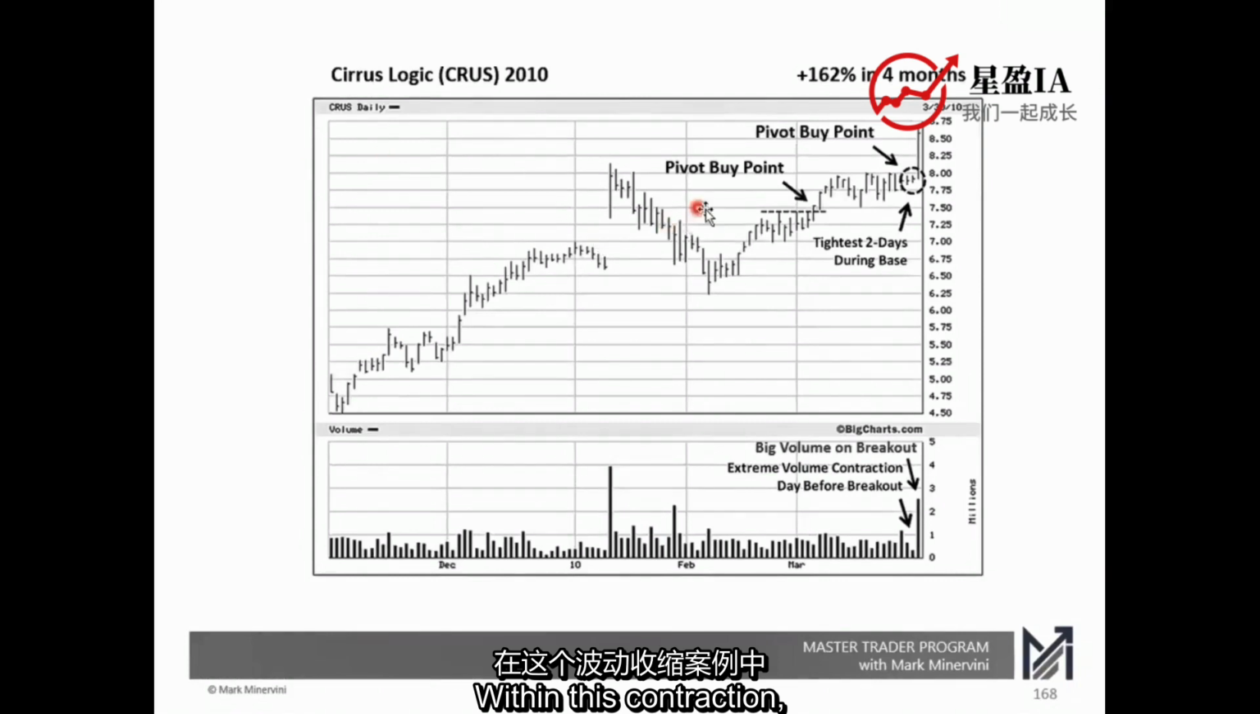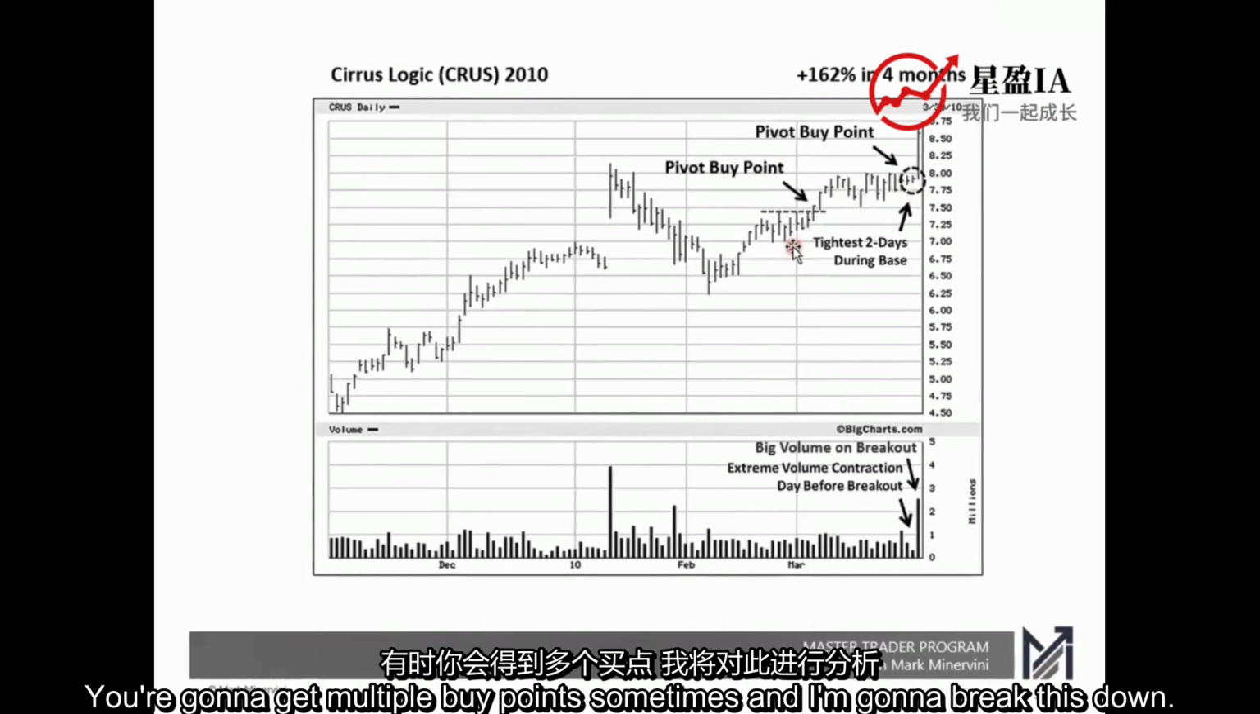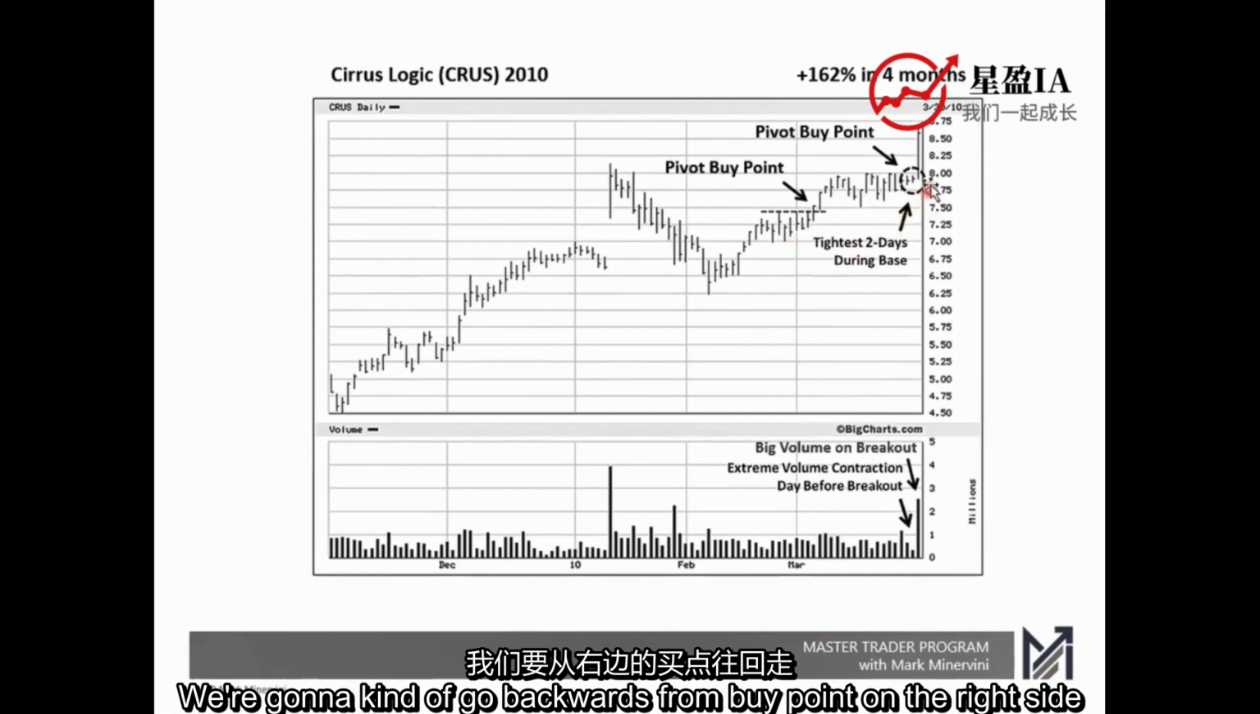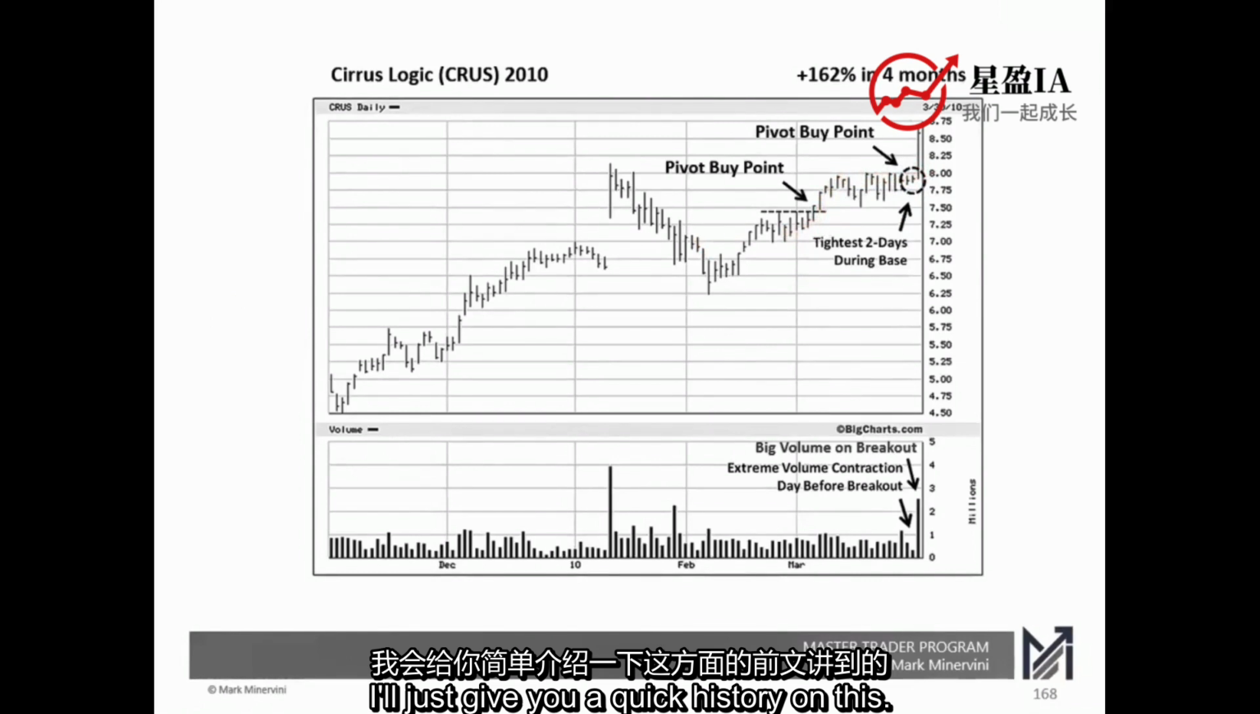And within this contraction, you're not going to get just one contraction all the time where you can buy from. You're going to get multiple buy points sometimes. And I'm going to break this down. We're going to kind of go backwards from the buy point on the right side, and I'll just give you a quick history on this.